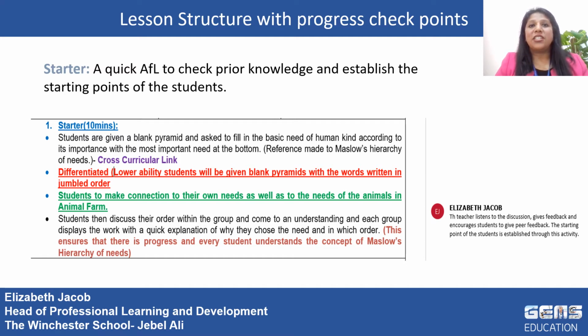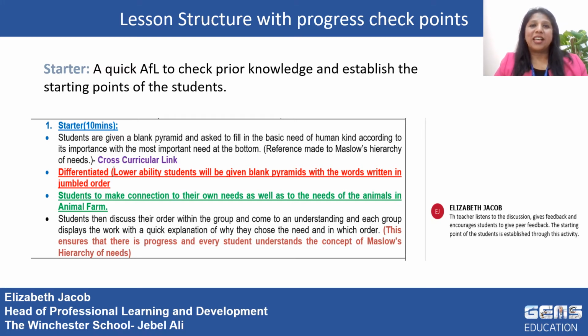The starter, or the activity that you start the lesson with, could be a quick AFL or an activity that checks the prior knowledge and establishes the starting point of the students. The example cited in this session is a Year 9 English lesson, and the teacher is teaching George Orwell's Animal Farm. As you can see, the students are already halfway through the novel, and the learning objectives of the lesson are to explore the hierarchy of the farm and to assess how the original ideals of animalism have changed. The students will be able to analyze why the ideals of animalism have failed to achieve its goals and relate it to the reasons why communism failed to achieve its goals in Russia.